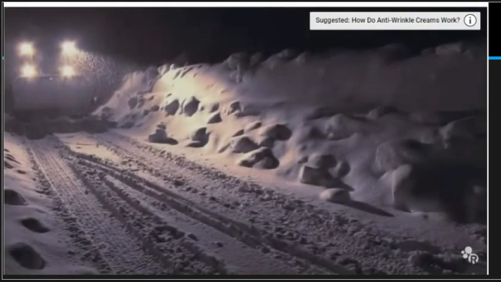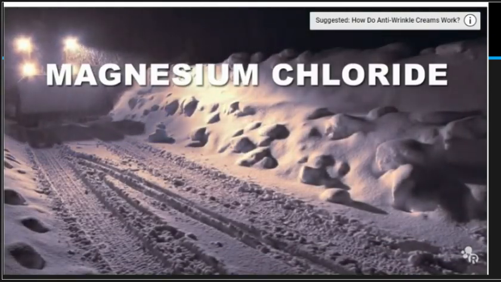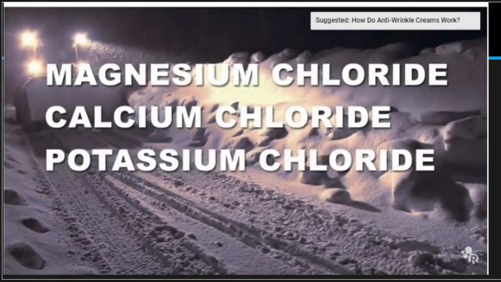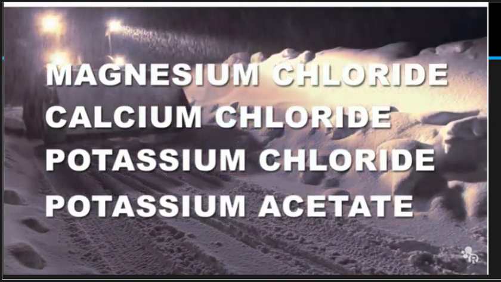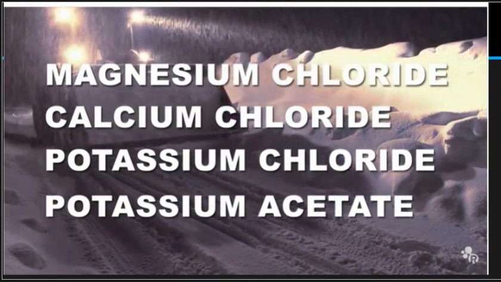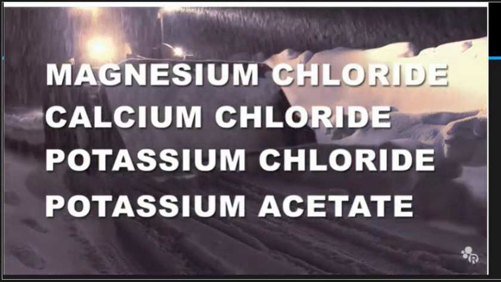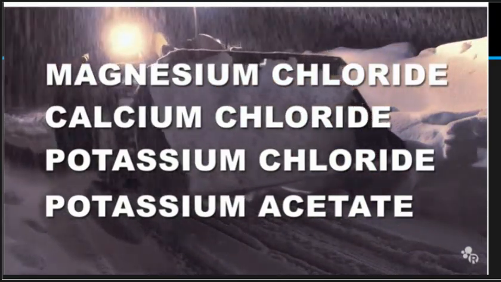Some alternatives that melt ice even better include magnesium chloride, calcium chloride, potassium chloride, and potassium acetate. Potassium acetate is particularly incredible at de-icing because it works at temperatures as low as -75 degrees Celsius, while the rest of the bunch work around the -20 degree mark.